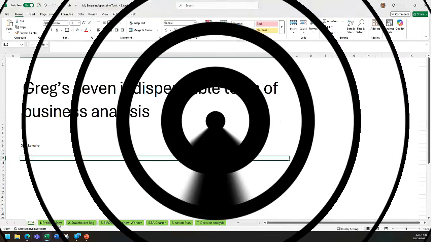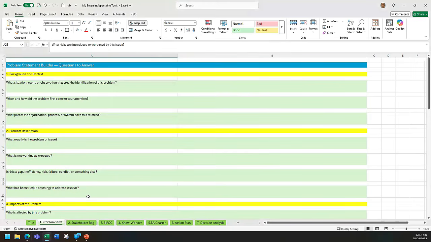We'll jump straight into the first one, guys, and Greg will take us through them. Great, let's go. The first one is a problem statement. It's really important to understand the problem before you go off to try and solve it. So I've come up with a set of questions that I work through first. Rather than just sitting down and writing the problem statement, I have this set of questions. I work through them usually with other people.